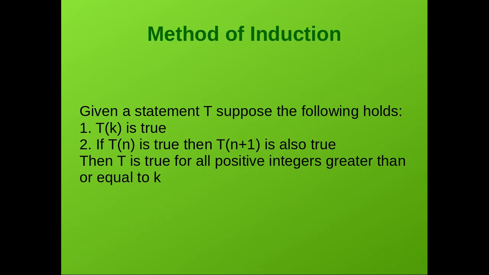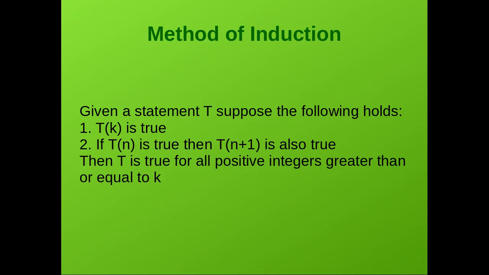Basically, let's have a statement T. We know that it's true for Tk. Now suppose it's true for Tn, then if I can prove that it is also true for Tn plus 1, then we know that this statement T is true for all positive integers greater than or equal to k.